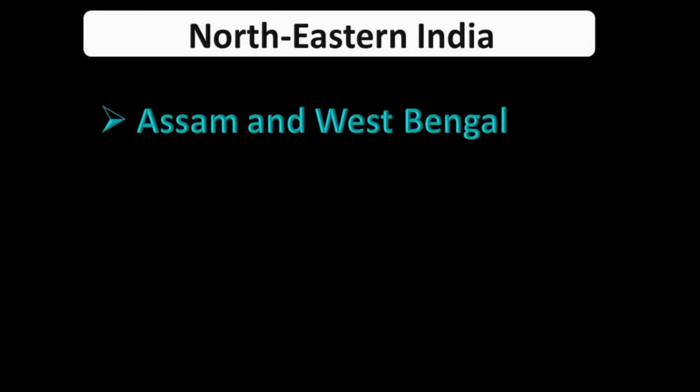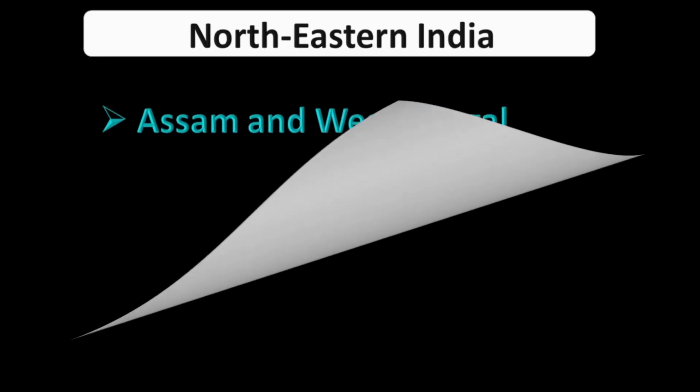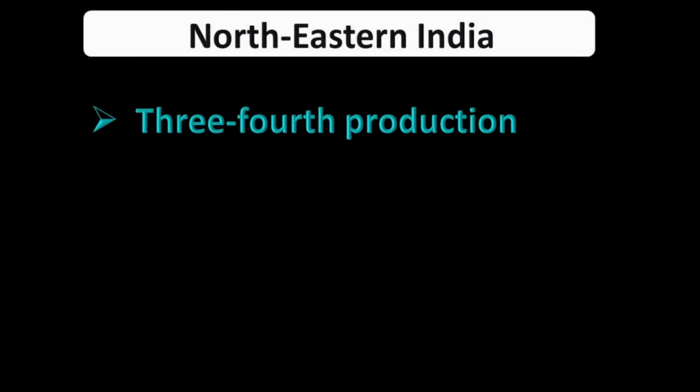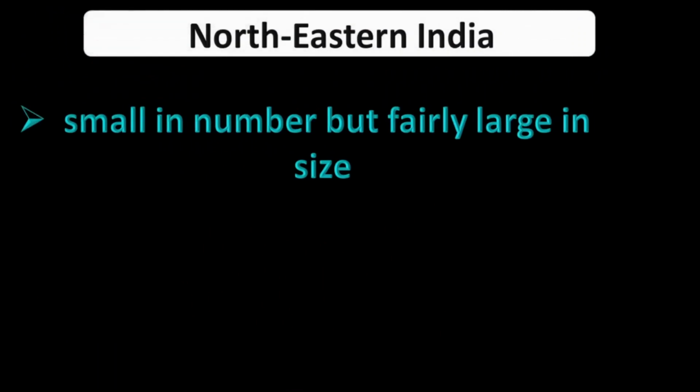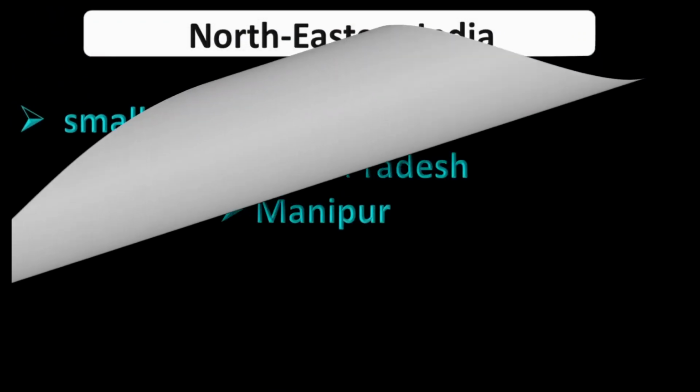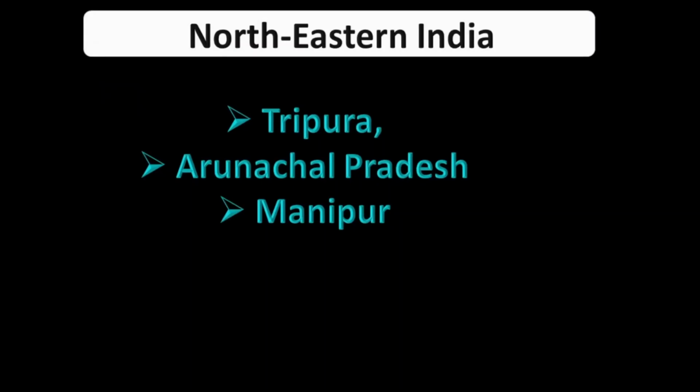Northeastern India is more or less a triangular area, mainly in Assam and West Bengal. This is the most important tea-producing region of India. About three-fourths of India's tea production comes from here. Tea plantations are small in number but fairly large in size. Some tea gardens are also found in Tripura, Arunachal Pradesh and Manipur.